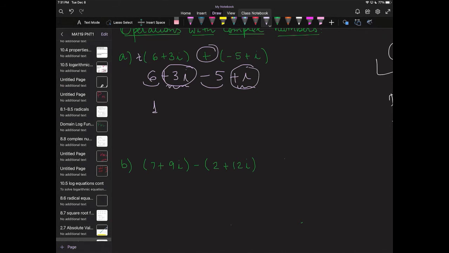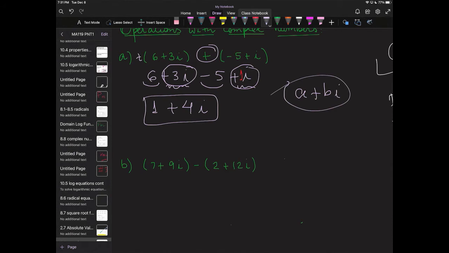So we have positive 3 with an invisible positive 1, right? Here there's an invisible positive 1. So positive 3 plus 1 is positive 4, so positive 4i. Notice that your answer must be put in the form a plus bi. That's always going to be required when writing the answer for complex numbers.